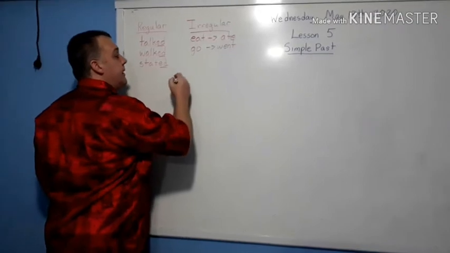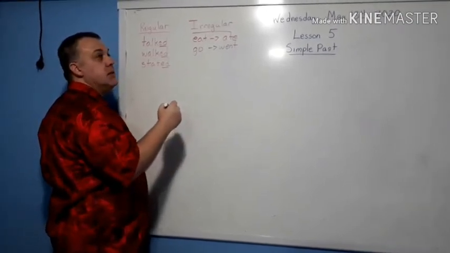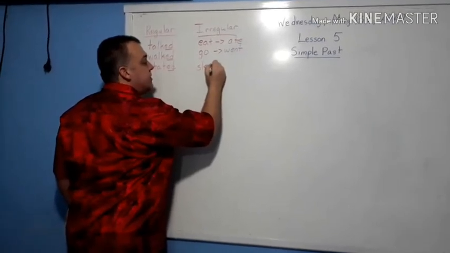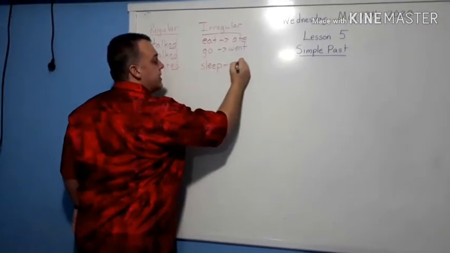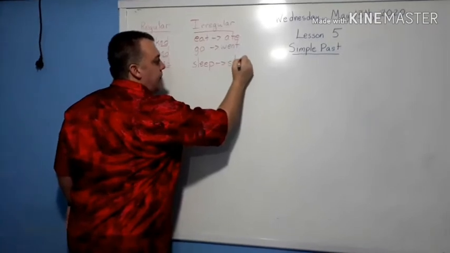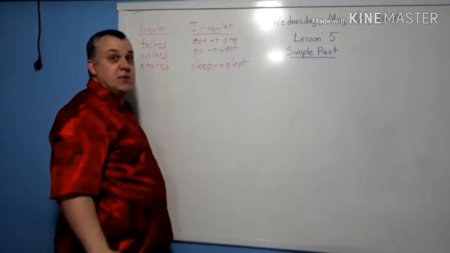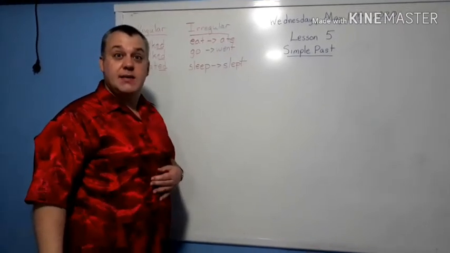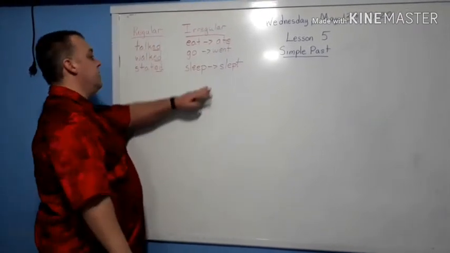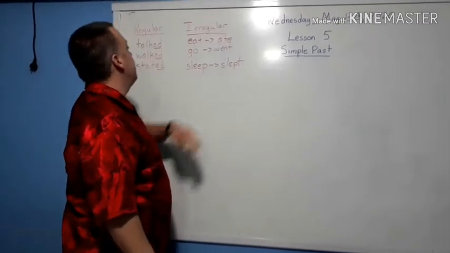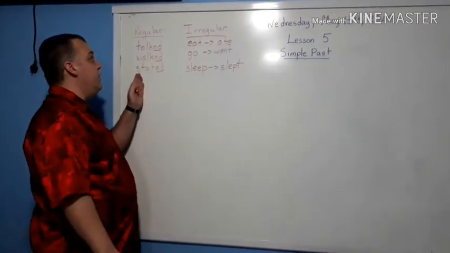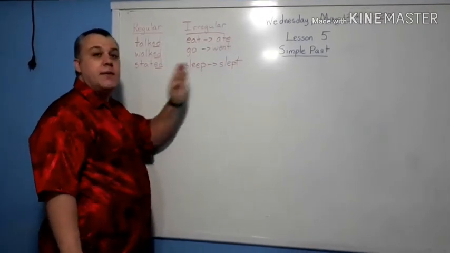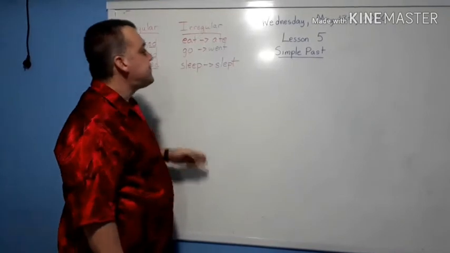And one more is eat, go, and sleep. When you ask me what I did, I will say I slept, because I am sleeping a lot. That's why I'm still so fat. I sleep all the time. So, sleep, slept. Got it? Here are the regular verbs, ed, and irregular, ate, went, slept. They're different from the original.